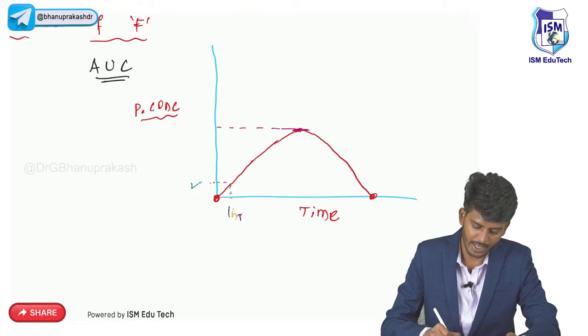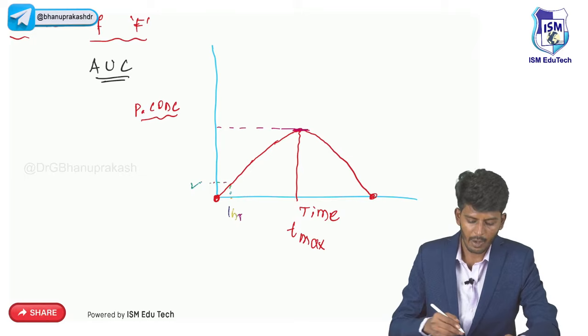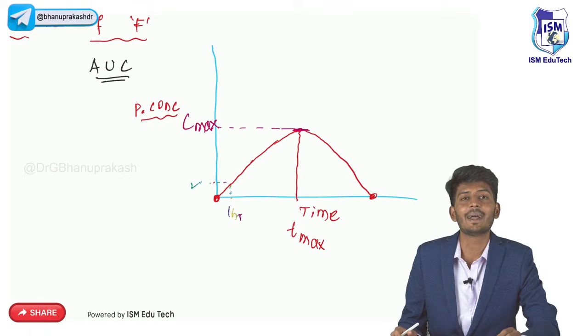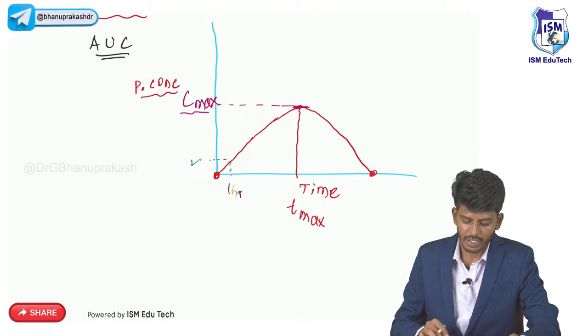So, Tmax we are writing in this line. So, we call it as a Tmax. Now, in this line here, we are going to call this as a Cmax. What do I mean by Cmax? The maximum concentration. Cmax.